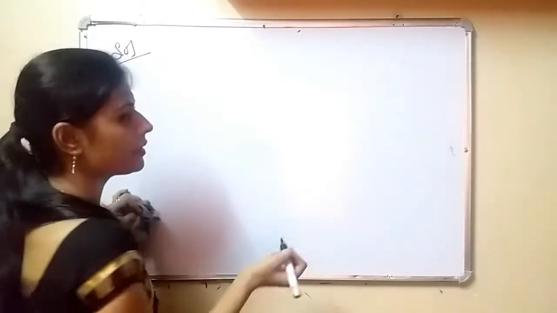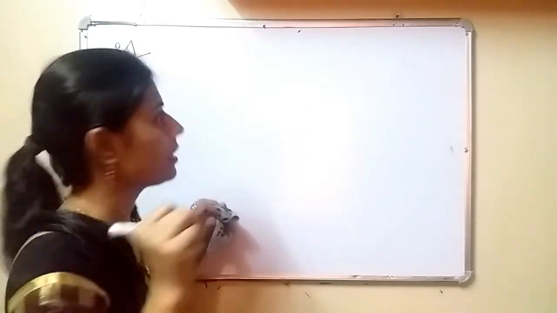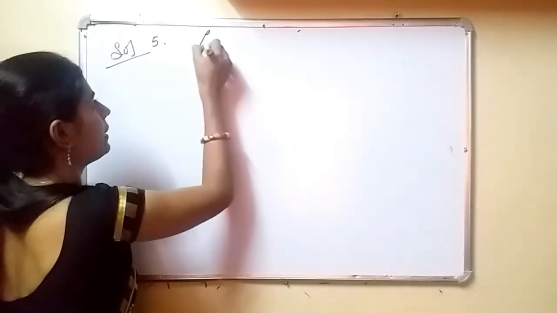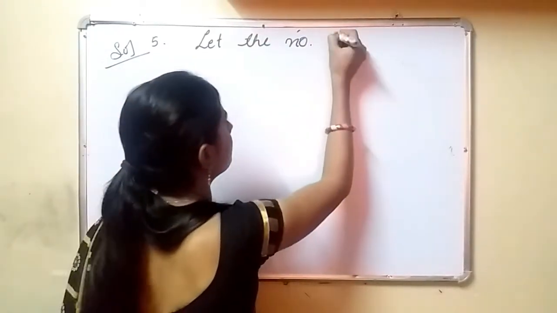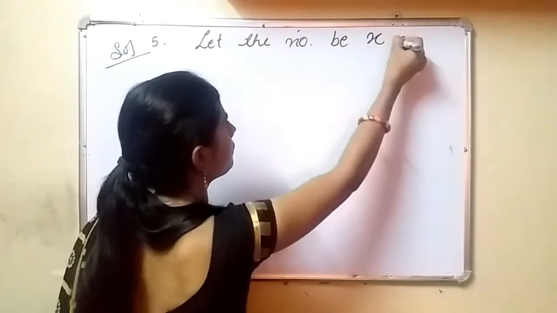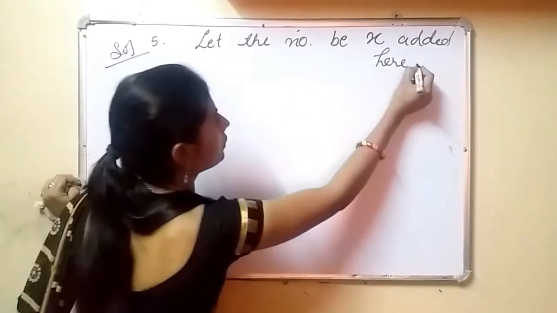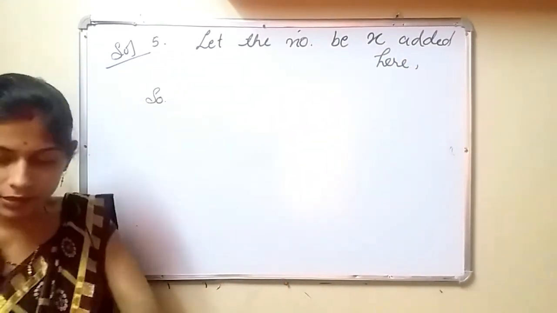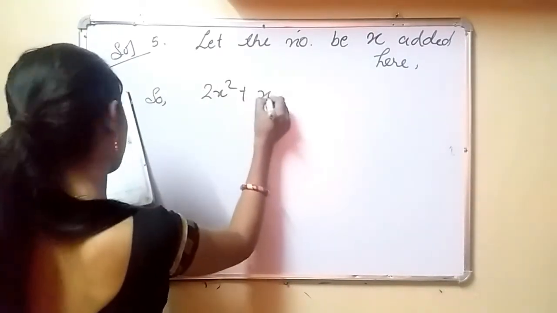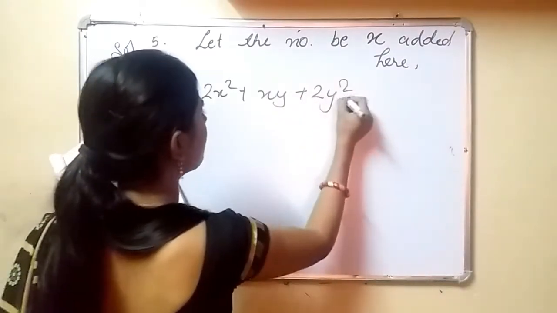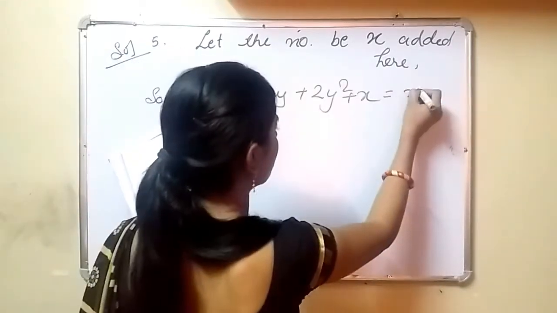Solution number 5. What should be added? It means you don't know the number, so you have to assume here x, the number to be added. Therefore let the number added here be x. So what is the given? 2x square plus xy plus 2y square plus x is equal to 3x square plus 5xy.